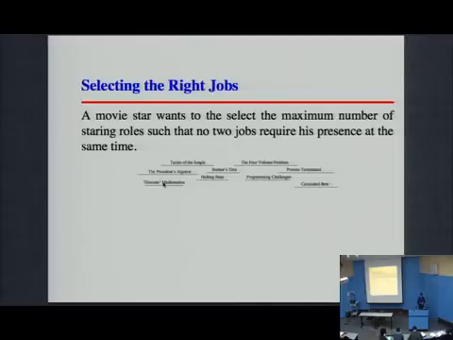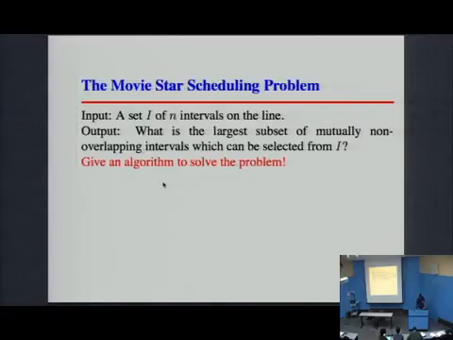You're being paid per movie, not per hour, okay? So you're getting paid in this case. What is our problem here? Okay, the movie star scheduling problem.